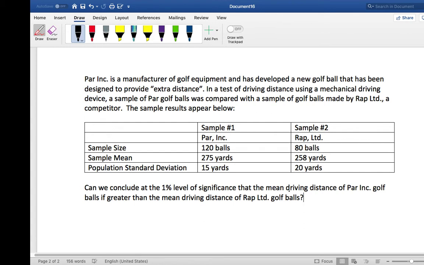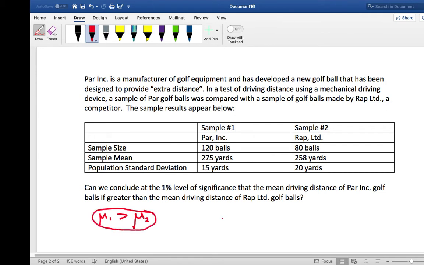Okay, so basically what they want us to do here is figure out if the average distance of the Par golf balls, I'm going to call that mu1 since it's the first sample, is going to be greater than the average distance that the RAP golf balls go. So that's what they want us to figure out. Now, this is a correct statement. That's what they want us to figure out.